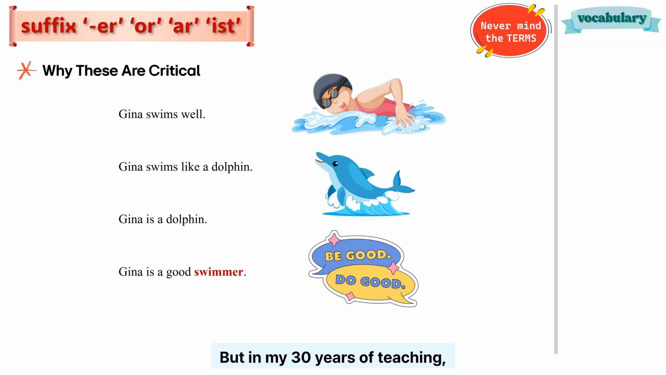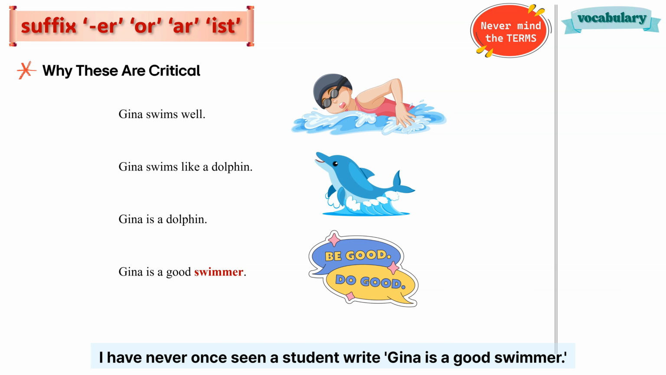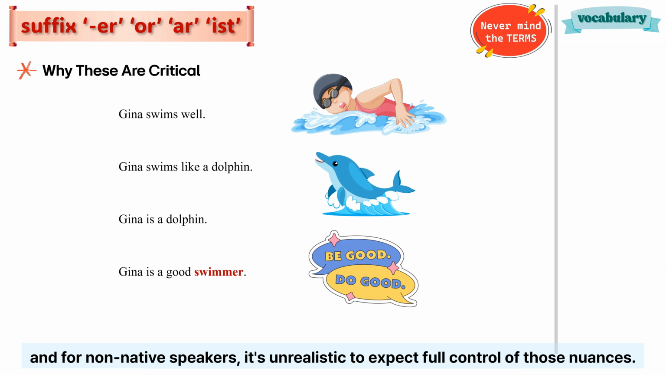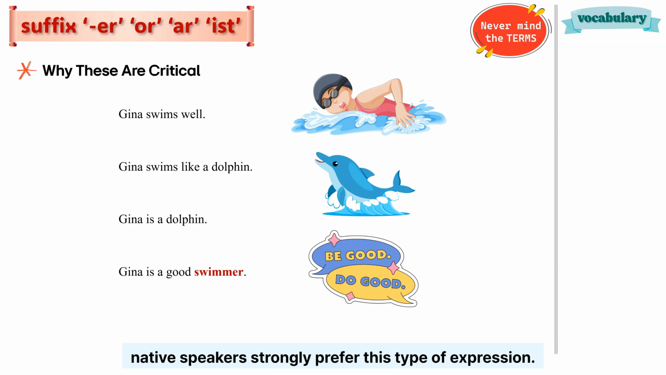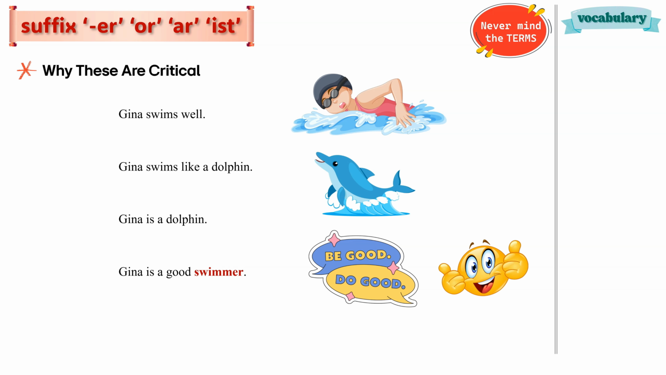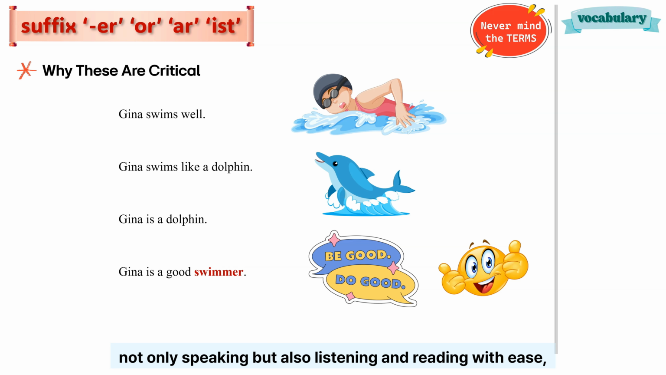But in my 30 years of teaching, I have never once seen a student write, Gina is a good swimmer. Of course, there are subtle differences in nuance, and for non-native speakers, it's unrealistic to expect full control of those nuances. But the fact is, native speakers strongly prefer this type of expression. They don't just use agent nouns like swimmer to state identity, they also use them to describe ability. If we want to truly master English, not only speaking but also listening and reading with ease, we must be comfortable with this kind of expression.